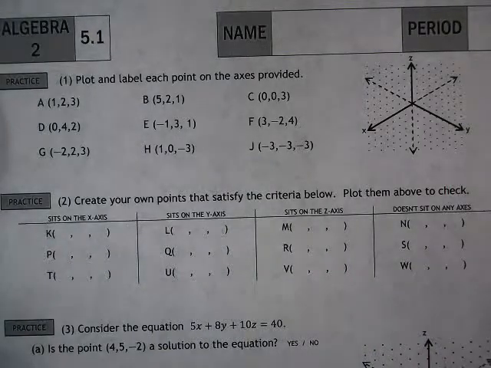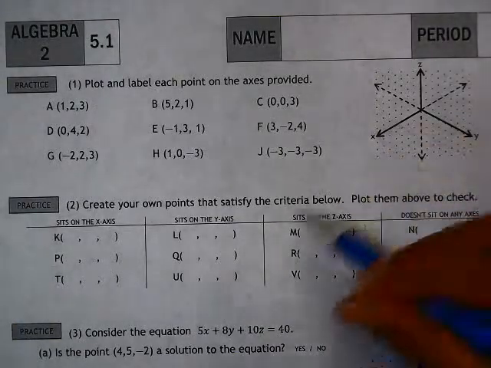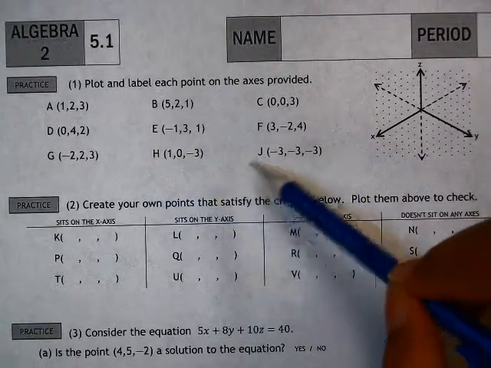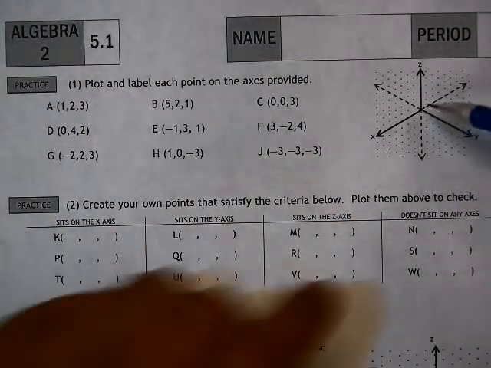Okay, this is 5.1, which is an introduction to 3D graphing. And here we're supposed to plot each of these points and label them on this XYZ axis. So real quick, let's just look at this axis.